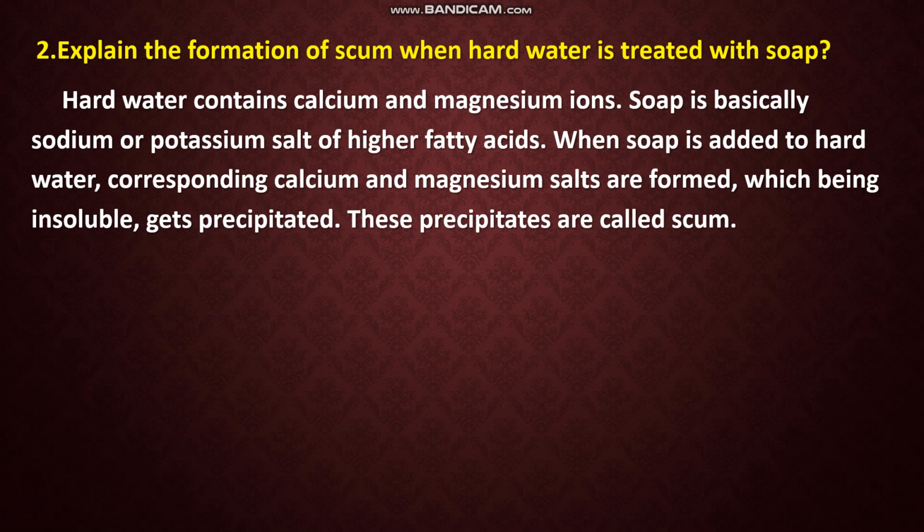Next question. Explain the formation of scum when hard water is treated with soap. So you know soap is sodium or potassium salt of higher carboxylic acids or higher fatty acids. And hard water contains calcium and magnesium ions. So when soap is mixed with hard water, what happens? Instead of the sodium salt of higher fatty acid, the corresponding calcium or magnesium salts are formed. They are insoluble, so they get precipitated. These precipitates are called scum.